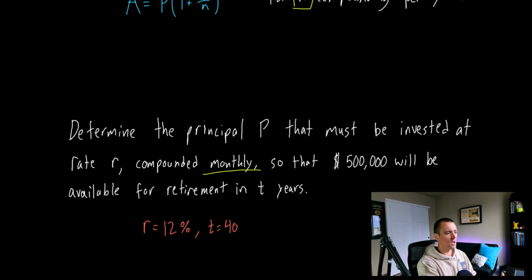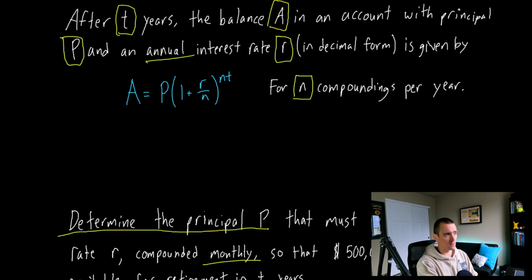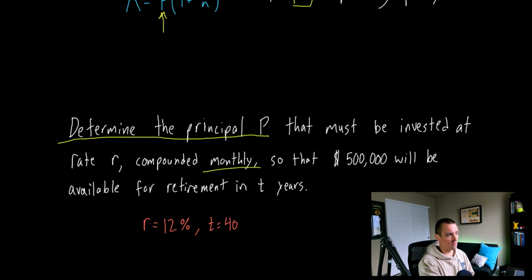So it tells us we want to determine the principal P. So right there, determine the principal P. We're trying to find P. We need to solve for P. So right there, P in this equation is what we're trying to solve for. So theoretically, we probably have the other 4 variables somewhere else in our problem. Or if not, then our answer may depend on one of those other letters.